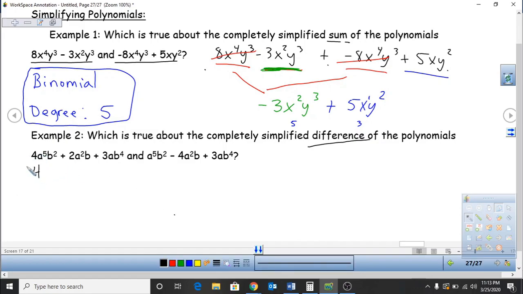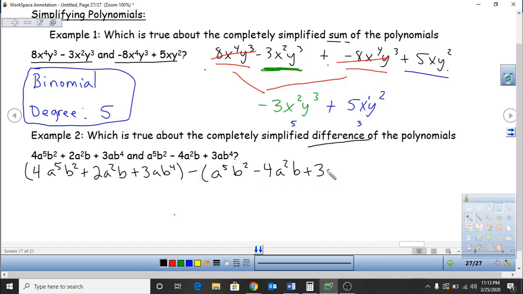Okay. So what I'm going to start with first is, since this is subtraction, I'm going to rewrite this, in parentheses to keep it together, 4a to the 5 b squared plus 2a squared b plus 3ab to the 4, minus, now this is minus, so keep in mind what a minus is about to do, a to the 5 b squared minus 4a squared b plus 3ab to the power of 4. Okay, so this negative is going to be distributed to every single term, and that's going to cause the terms to change signs.